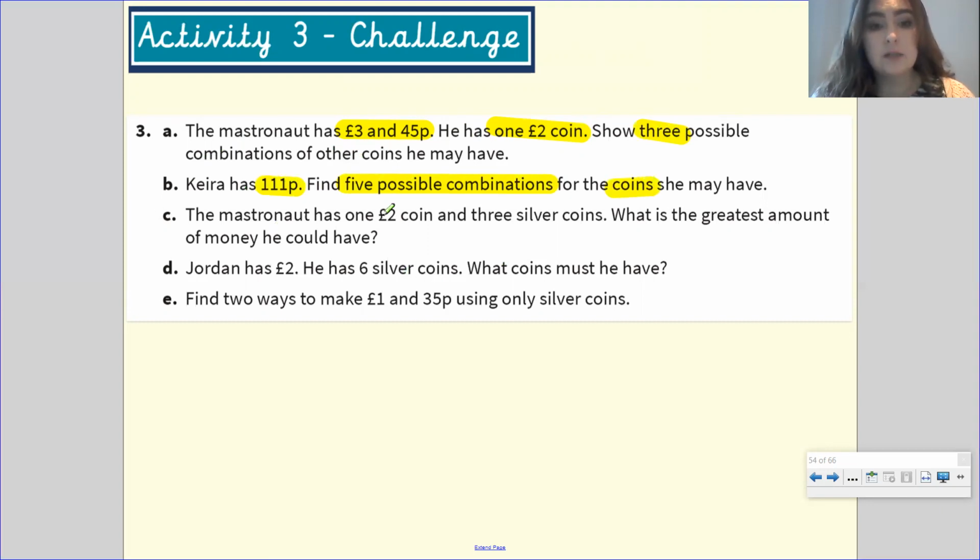The astronaut has one £2 coin and 3 silver coins. What is the greatest amount of money he could have? Jordan has £2. He has 6 silver coins. What coins must he have? And then find 2 ways to make £1.35 using only silver coins.